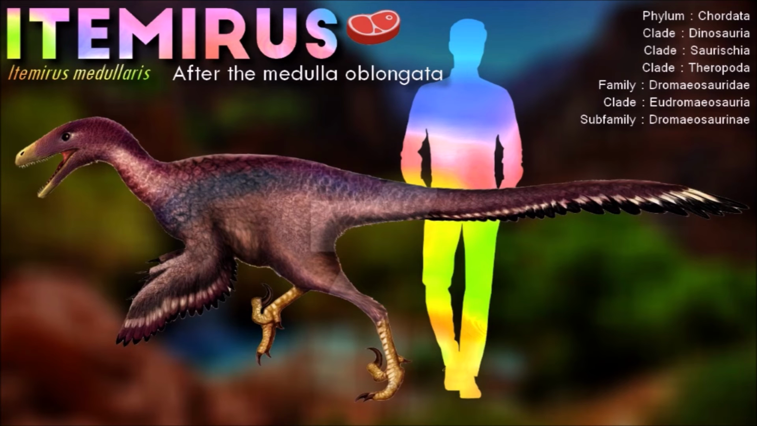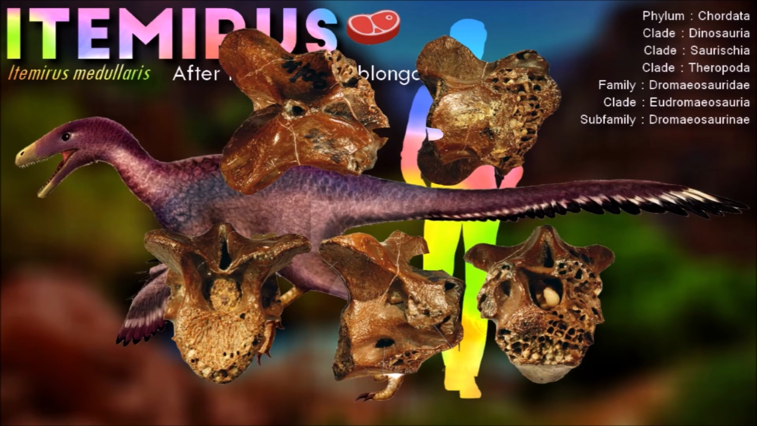Itemirus is a genus of dromaeosaurid dinosaur that so far is only known from very incomplete fossil remains.